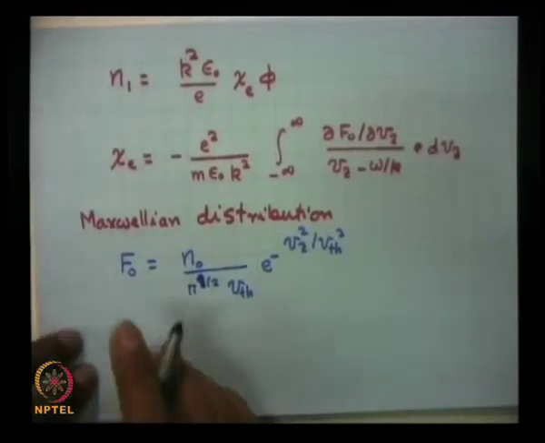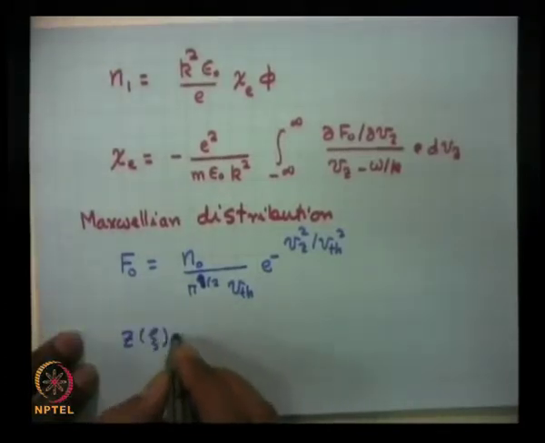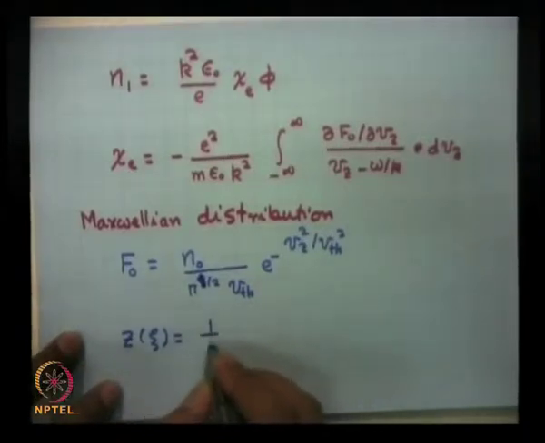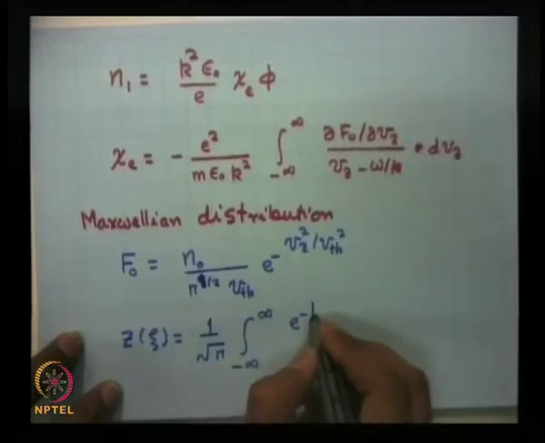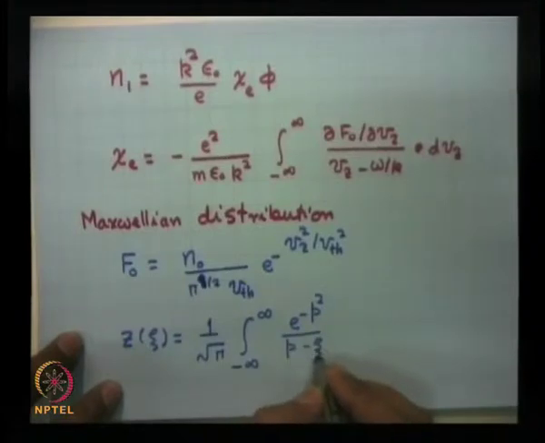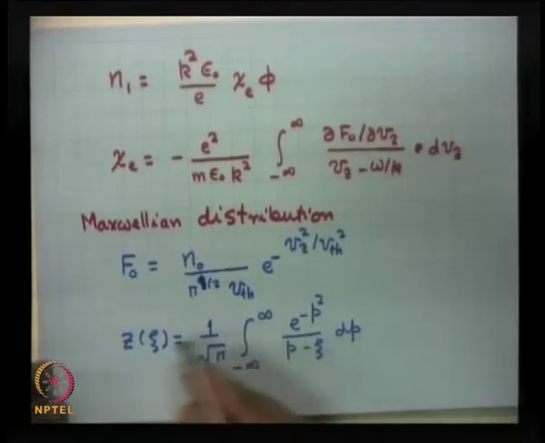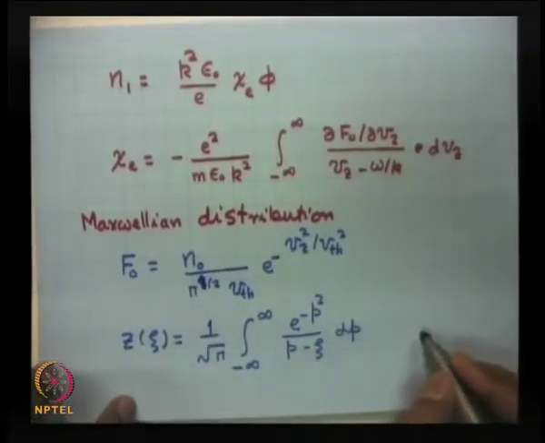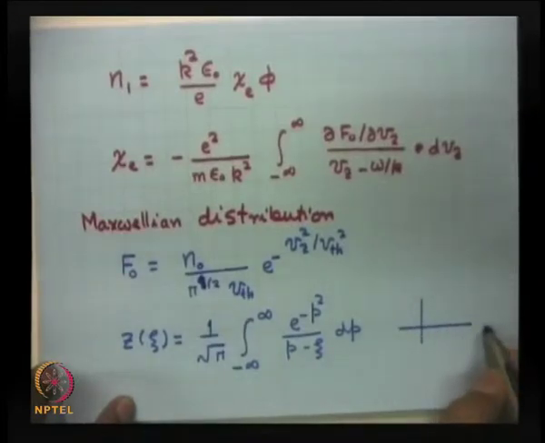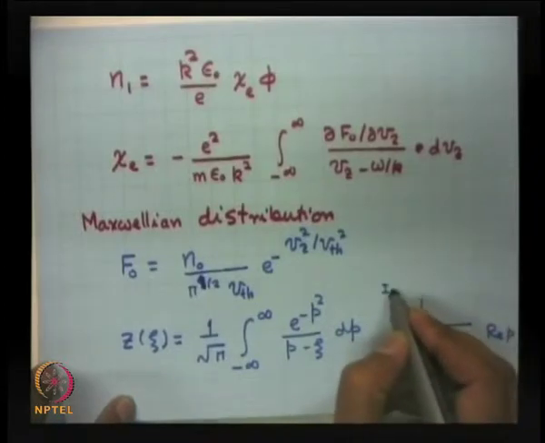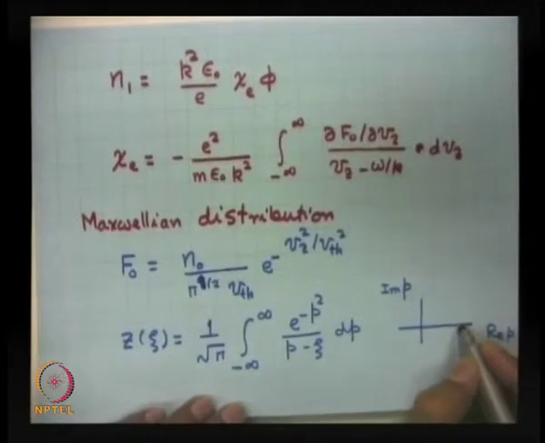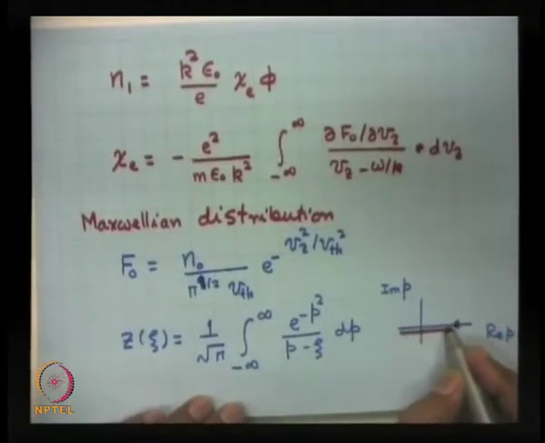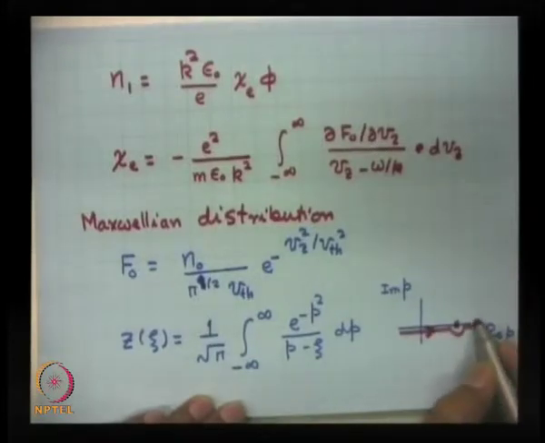is expressible in terms of Z functions, and Z function I defined as Z of xi is equal to 1 upon root pi, integral from minus infinity to infinity of exponential minus p square upon p minus xi dp. And the evaluation of this integral has to be done following Landau's prescription. So, what we do here, if I plot real Vz or p, we treat p as a complex quantity. So, real part of p we plot here and imaginary part of p we plot here, and then we carry out the integral along the horizontal axis, because there is a pole at xi. So, this is the pole at xi, but the integral has to go around the pole. So, this is the line integral.